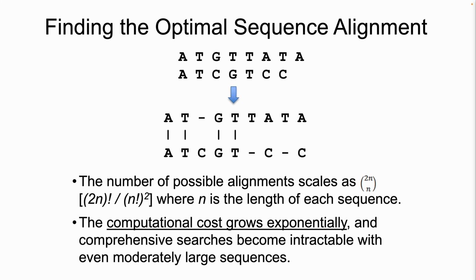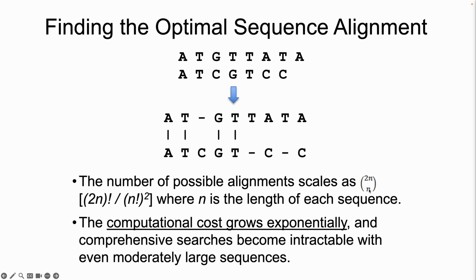In this little cartoon example, how you find the optimal sequence alignment seemed simple, but it's partly because I didn't draw out all the possible alternatives for those last 4 sites, right? So if we really wanted to explore the total number of possible alignments for these 2 sequences, this is how it scales. And if you haven't had a probability class, that's okay.